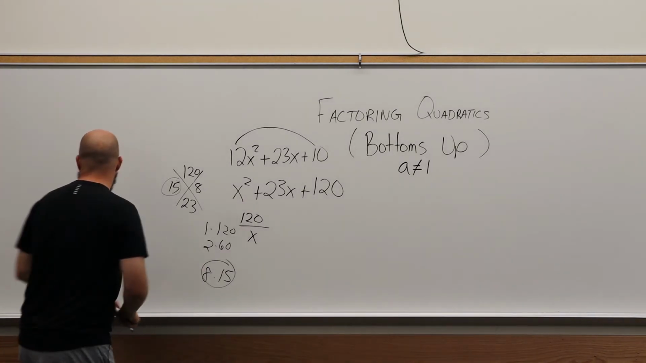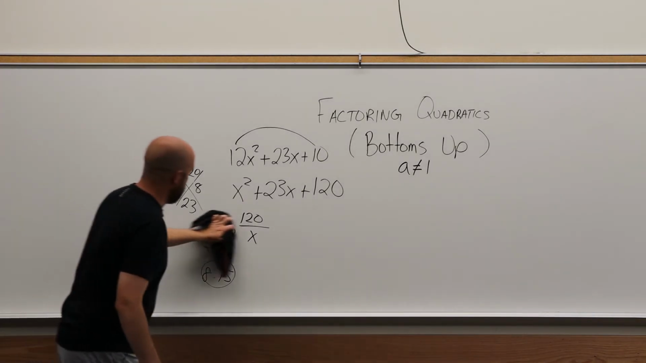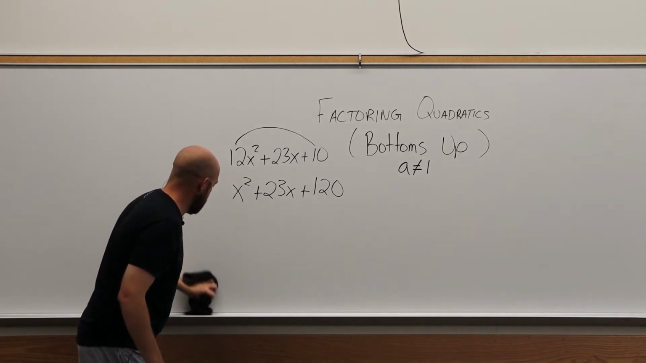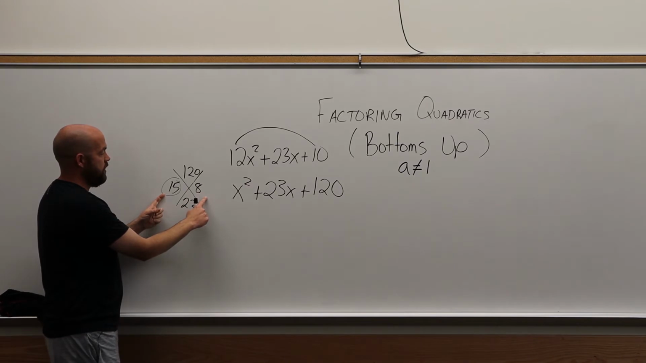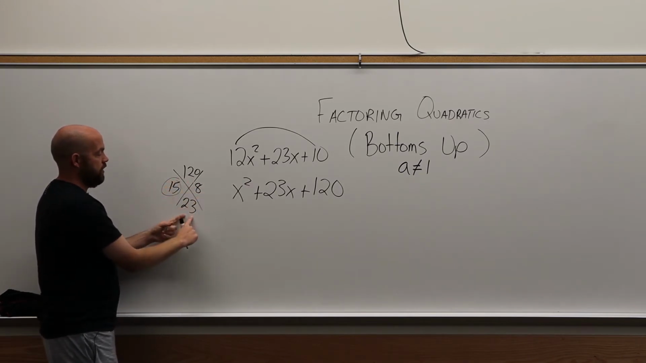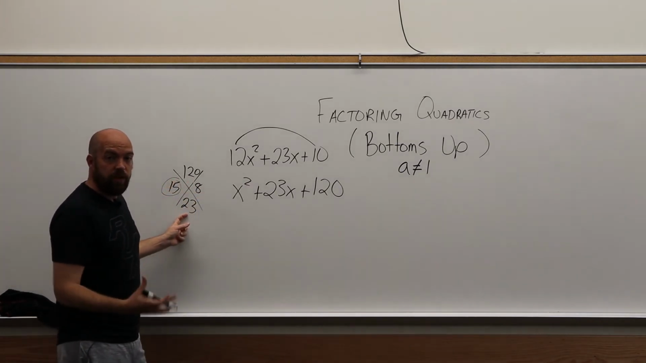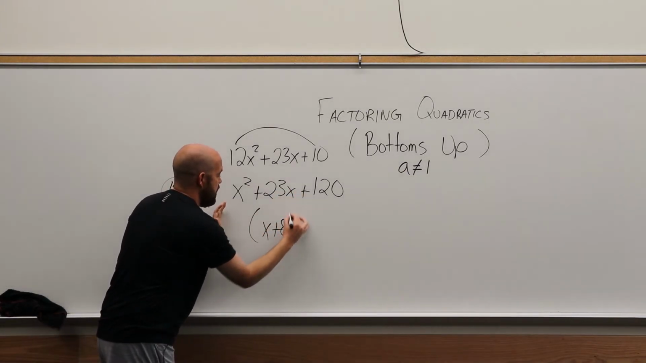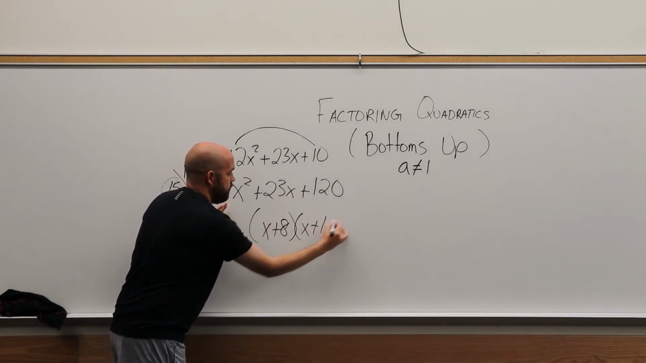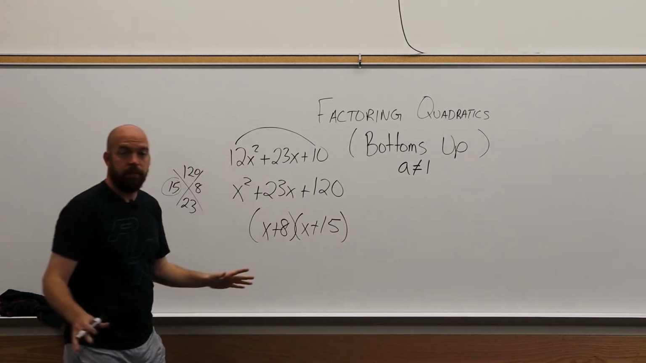So let me just quickly clean this up so I can show you how to finish this off. All right, so I've figured out 8 times 15 is 120, and they add to 23. With the x factor shortcut, I know that I can factor this into x plus 8, x plus 15.